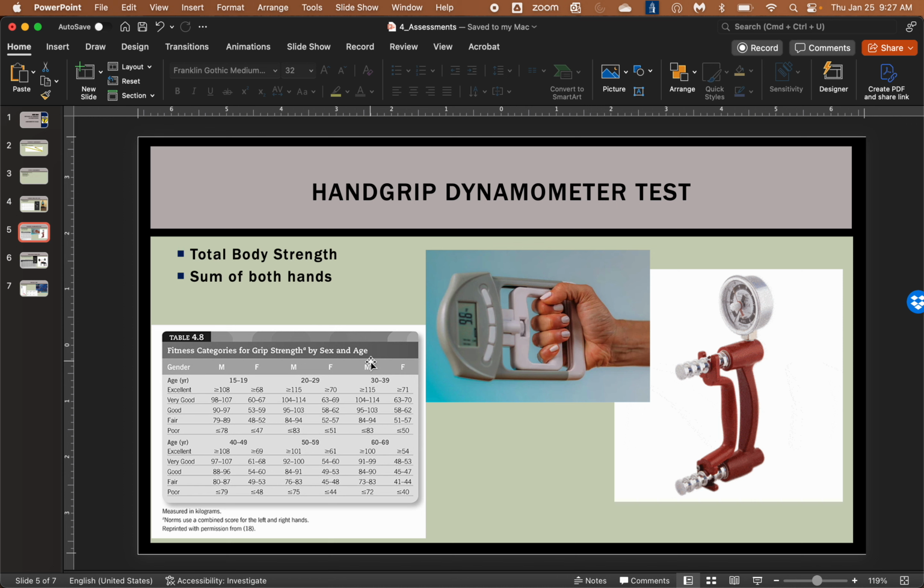This is a measure of total body strength. You're thinking, well, wait a minute, we're just testing the hands. But if you think about it, if you are stronger, you are able to what? Lift more weight. And if you are able to lift more weight, then generally you're using your hands, and you're going to be able to have a stronger grip strength. So the hand grip dynamometer test has been around for a really long time, and it's an easy way to get an estimate of someone's total body strength.